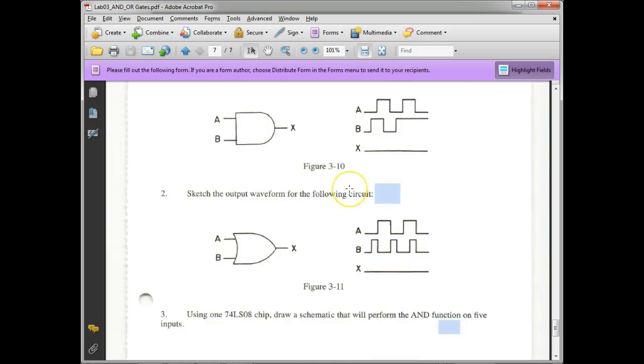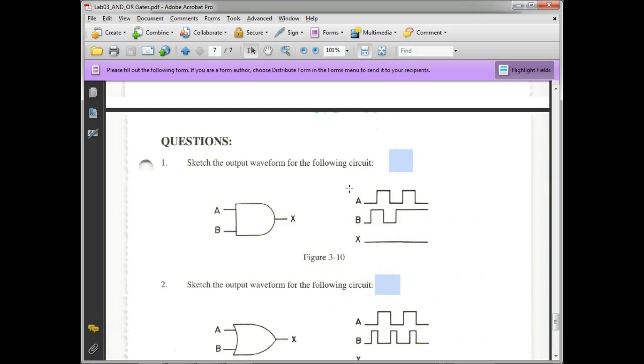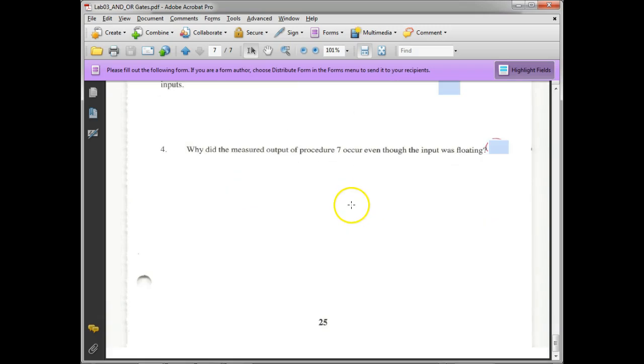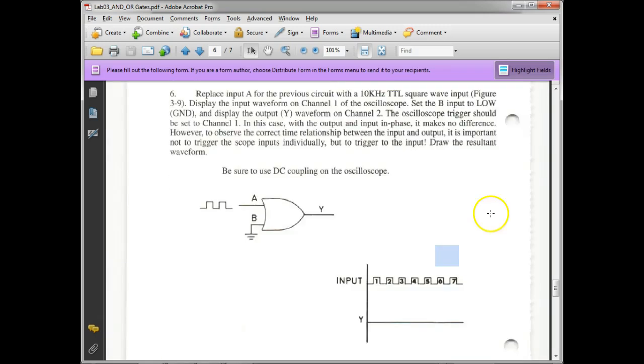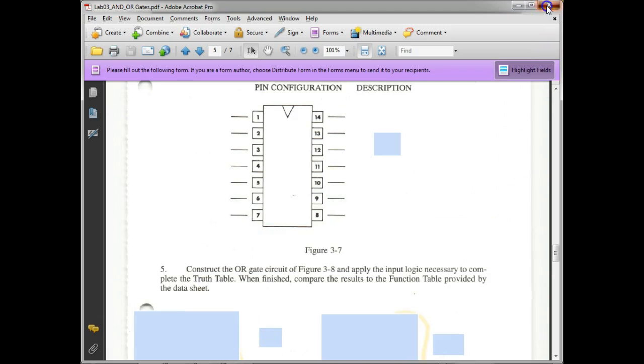Okay, guys, and there's the questions. You're about to draw some waveforms, kind of like we did in class one day. They will give you the A, B inputs, and you got to figure out what the X output would be. So let's go ahead and go to lab. Any questions on this?